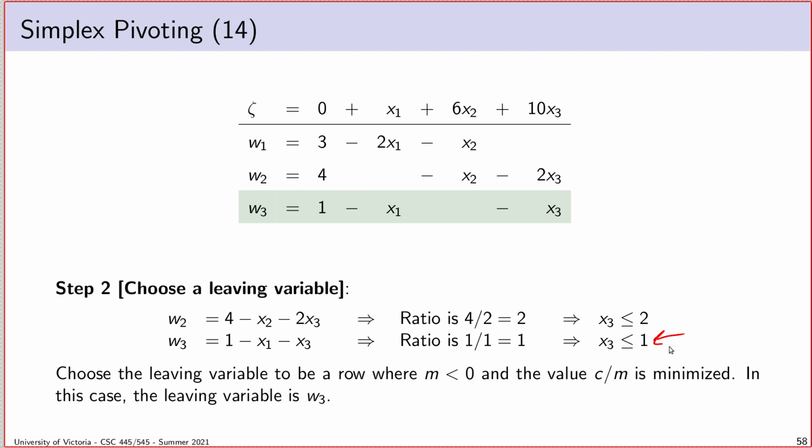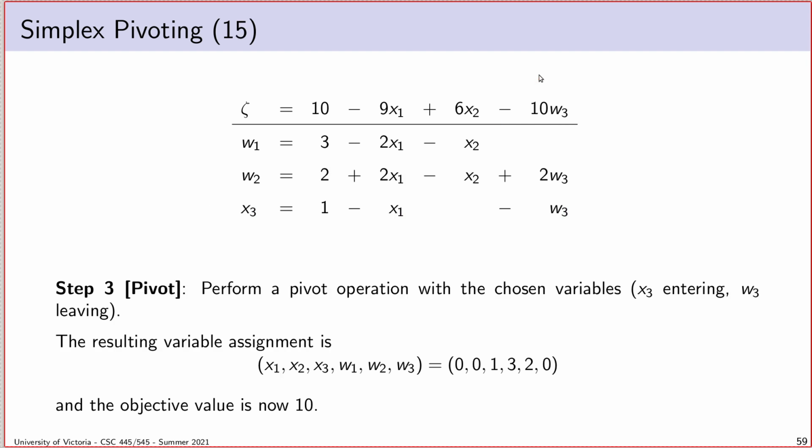Now, it could be that there's a tie. There could be multiple rows that all give you the same tight upper bound. Then you just have to choose one of them. We'll come back in a later lecture to what rules we should employ to decide which one to choose. But for now, if there's a tie, just choose whichever one you want. So I choose x3 as my entering variable, and I've decided that w3 is my leaving variable. So we chose our entering variable because we perceived that increasing x3 would increase our objective function. We choose our leaving variable based on the entering variable. We use the entering variable to determine our choice of leaving variable.